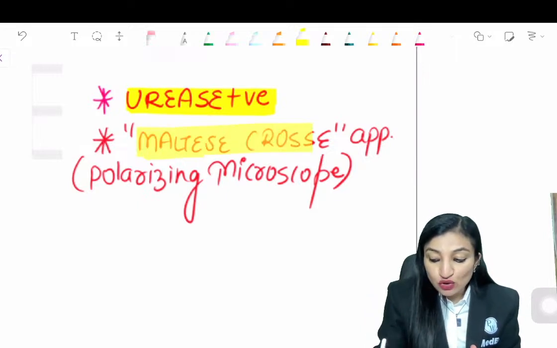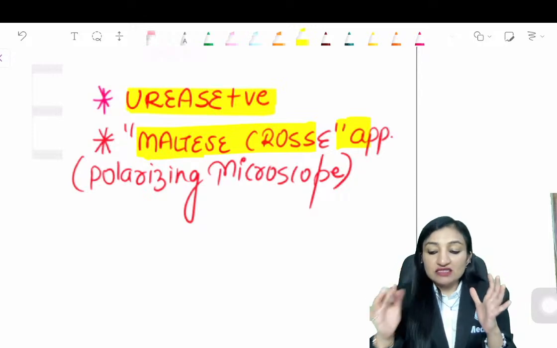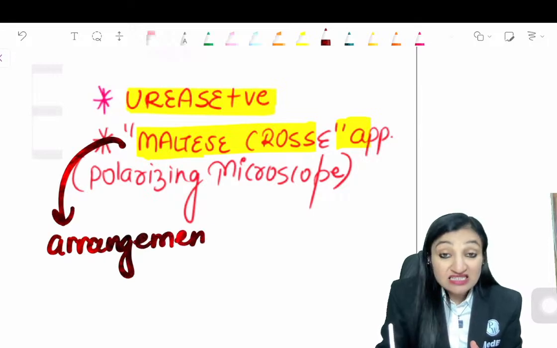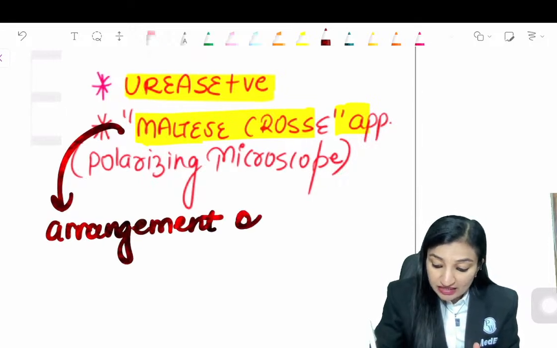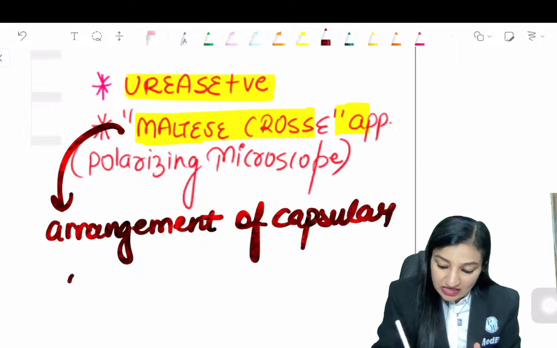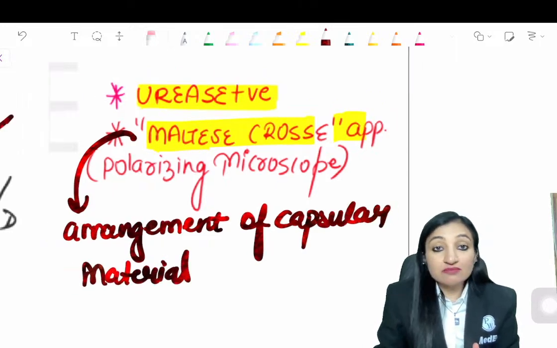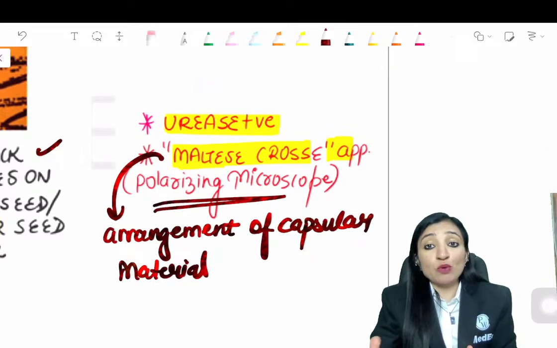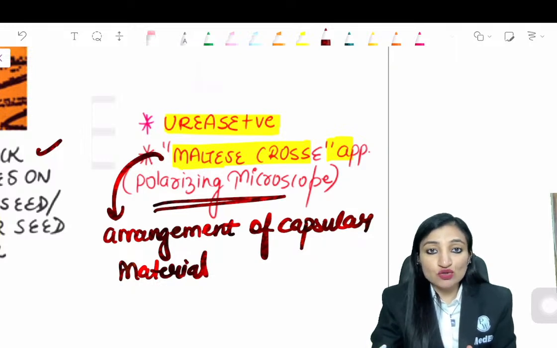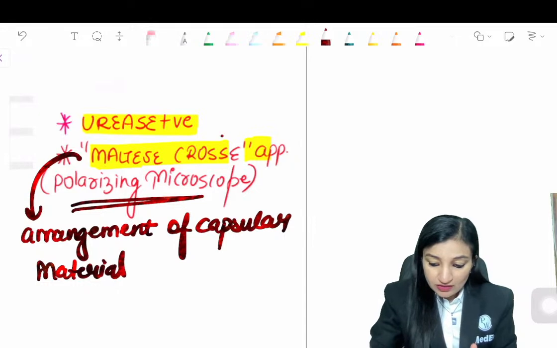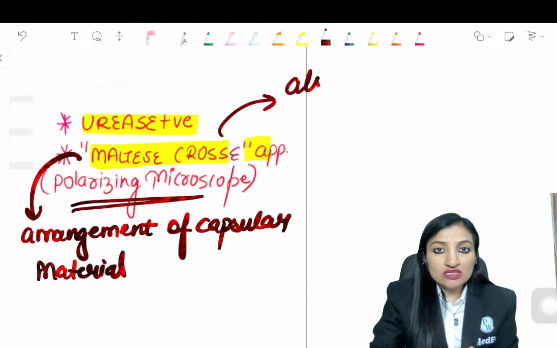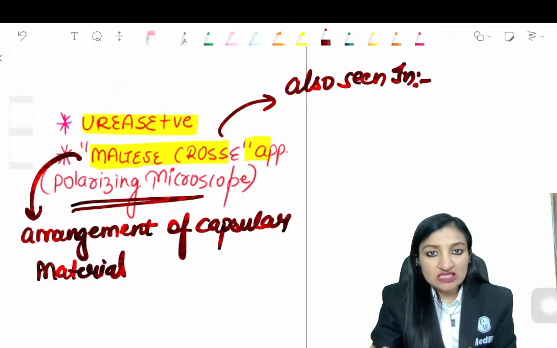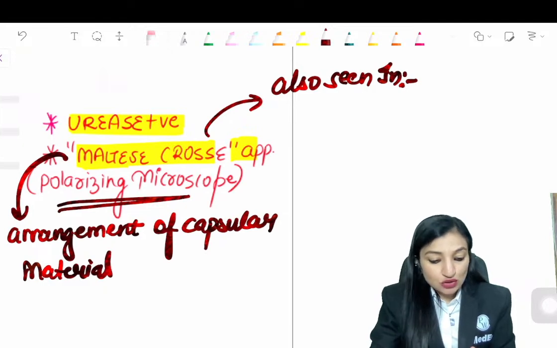It also shows Maltese cross appearance. And what is it? Maltese cross appearance refers to the arrangement of the capsular material of this organism as seen under the polarizing microscope. Any other organism comes to your mind, an important protozoan parasite which also shows Maltese cross appearance? It is also seen in many conditions, but at least remember the most important ones, this one and another one which I am asking you.